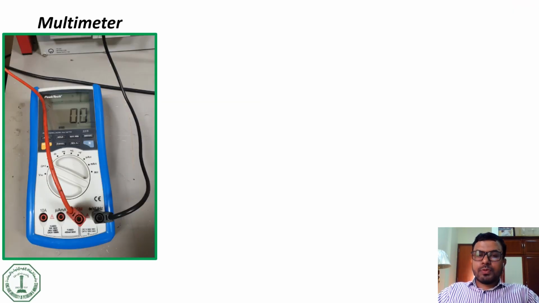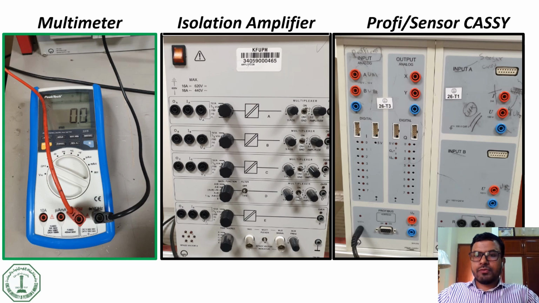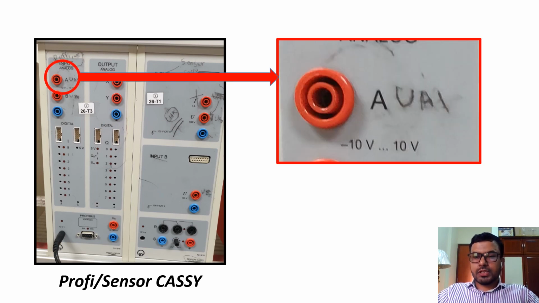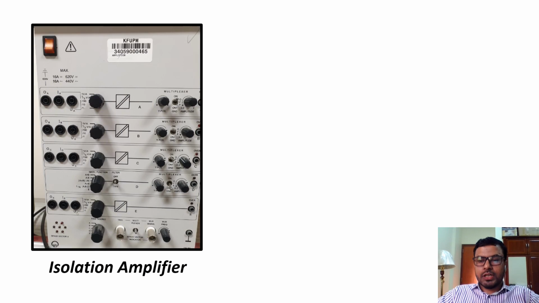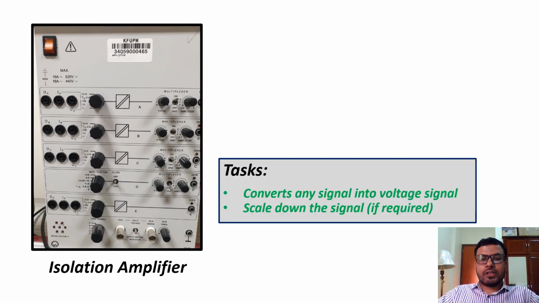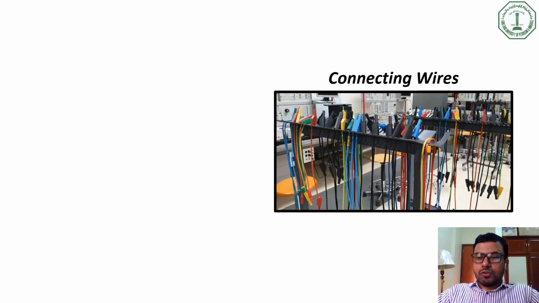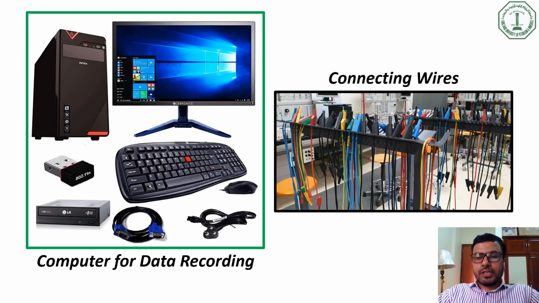For data measurement purposes we have a multimeter, isolation amplifier, Profi and Sensor CASSY. Using the Profi and Sensor CASSY we can measure only voltage quantities in the range of plus minus 10 volts. But in reality, we have to measure current quantities as well as some quantities greater than plus minus 10 volts. In this regard, the isolation amplifier converts any signal into voltage signals, and with the help of this control knob, it scales down any signal into plus minus 10 volts. Finally, we have the connecting wires to prepare the experimental setup by connecting the components, as well as the computer unit for data recording.